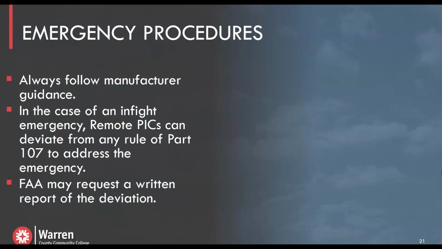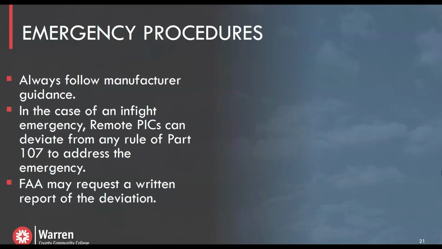In the case of an in-flight emergency, remote PICs can deviate from any rule of Part 107 to address an emergency. So remember that in an emergency, you may deviate from any of the rules that we've gone over so far to address the emergency. You can't deviate for the rest of your life, just till that emergency is ended. FAA may request a written report of the deviation.